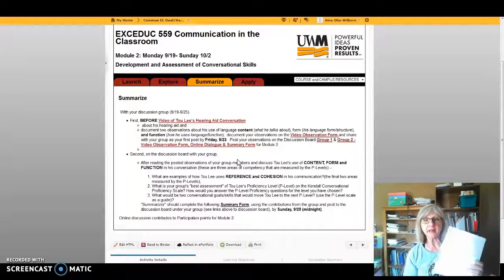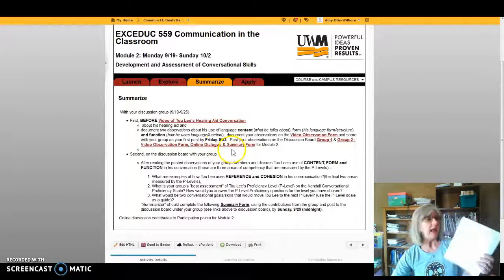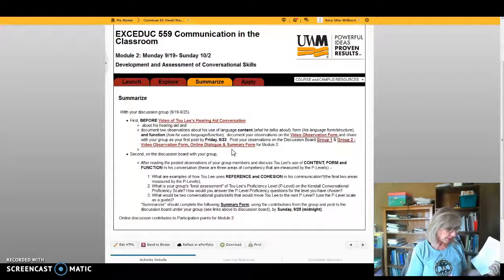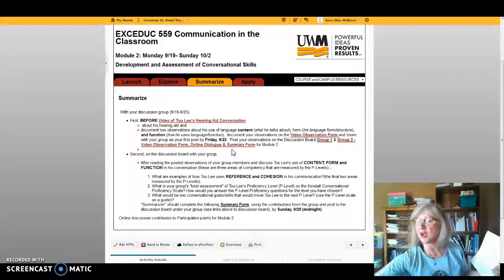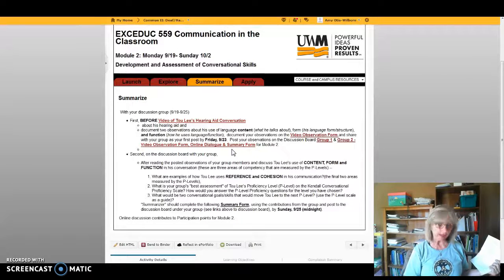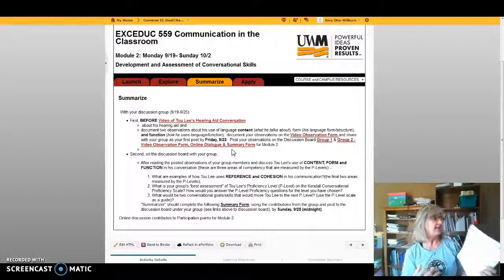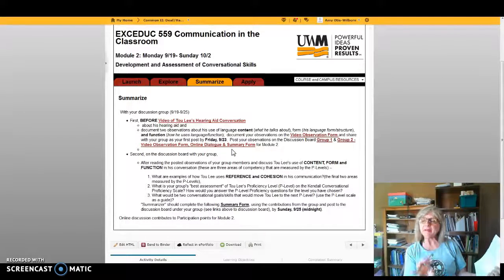For the summarizer, there is a summary form. And so your job is to get the group's idea about P level, where he's functioning. Make sure that you look carefully at the instructions on page 33 of the assessment tools, because it gives you very specific ways, the rules really, for using and assigning a proficiency level for a student. So this form has you, as a group, determine what's the P level, what evidence can you point to that says he's a P level 3 or a P level 4 or a P level 7.